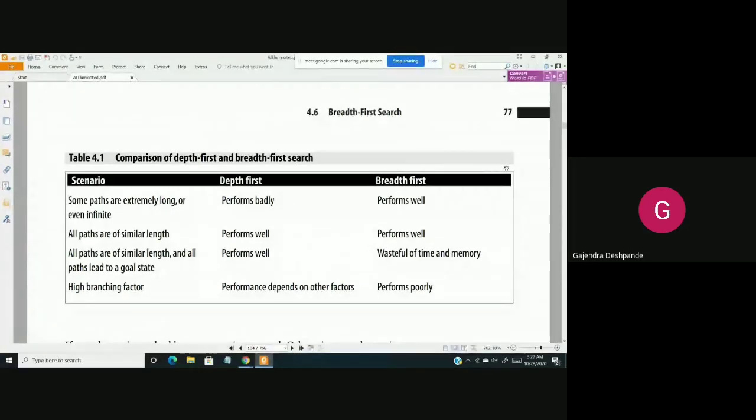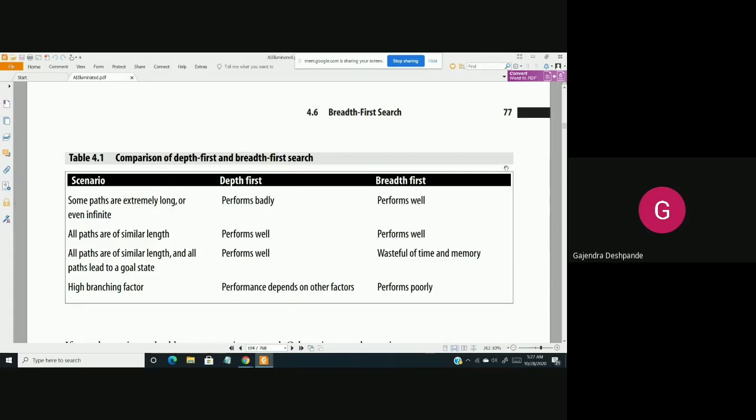Then next is high branching factor. Note here that branching factor affects BFS, but it does not affect DFS much. If you have a high branching factor, that means each node in a tree has more children. Let's assume that if a particular node has two children, then that node has a branching factor of 2. If a particular node has 5 children, then that node has a branching factor of 5.